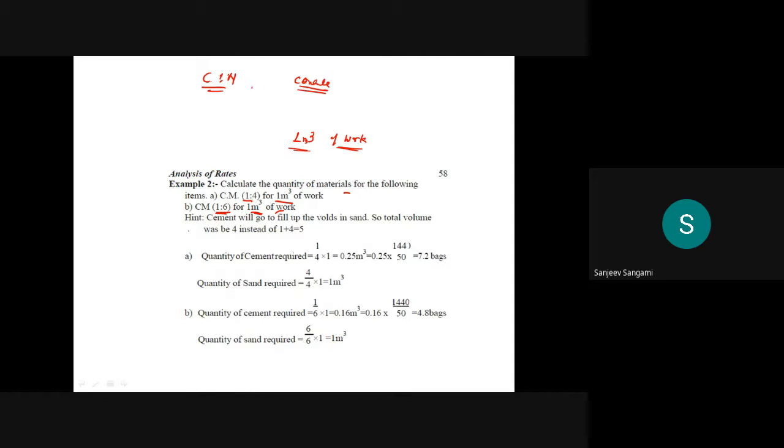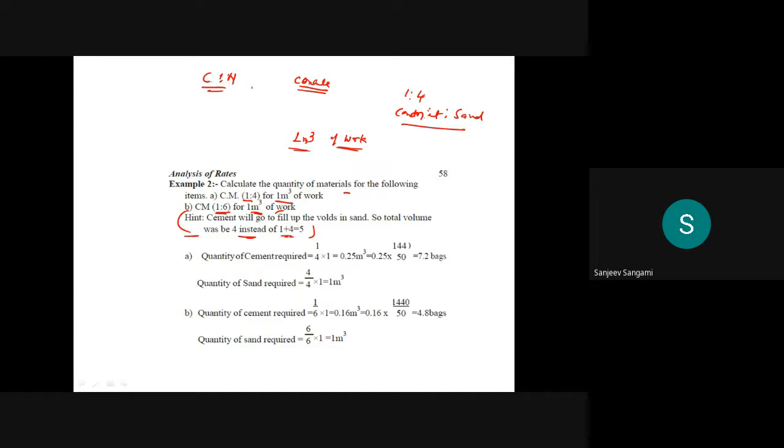Okay, and here this is very important. What will happen is that you are taking the total, 1:4 means a total of 5. In that, one part is the cement and 4 parts is the sand. So 1:4 is nothing but cement to sand. Then what will happen is the cement will go to fill up the voids in the sand. So then the total volume was 4 instead of 5.